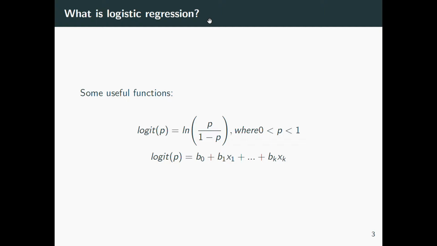Some useful functions here that we'll get into later are the logit of p, which can be put as the natural log of p divided by 1 minus p, where p is between 0 and 1, or as logit of p equals b0 plus b1 x1 all the way until bk xk.